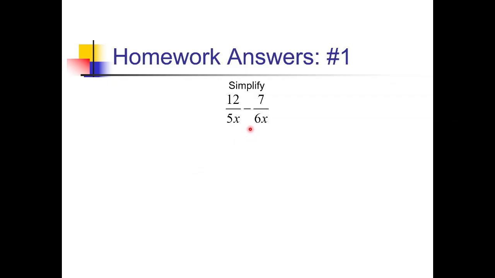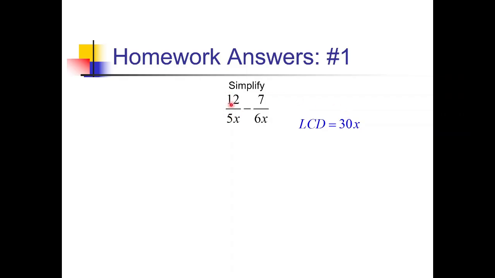So let's start with the numbers, 5 and 6. The smallest thing that those both go into is 30. And then in addition to the 30, we're going to need an x for those x's there. Just one x though, because it appears at most one time. So now, what does each of these need to become the LCD? Well, 30x divided by 5x is 6.